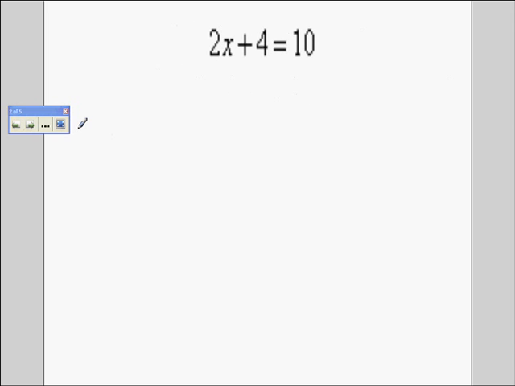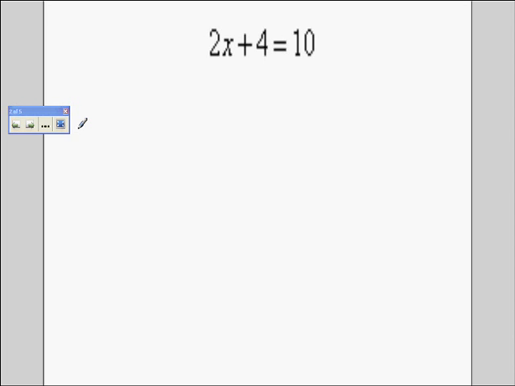This is the first three-term equation that we're going to look at solving. On the left hand side you've got 2x plus 4 equals 10. The idea behind this is to find the value of x. So the very first thing we need to do is to get rid of the plus 4 that's there. Now at this stage what you need to think is inverse processes.